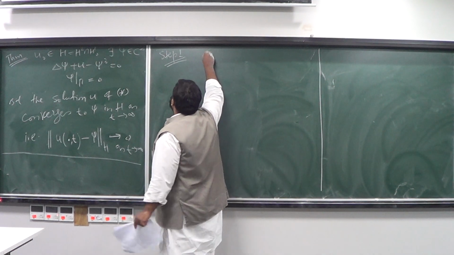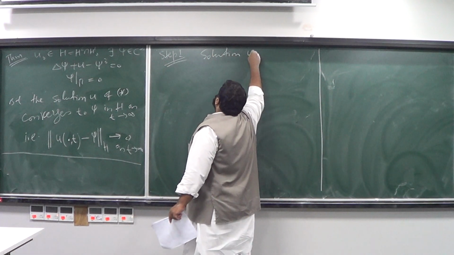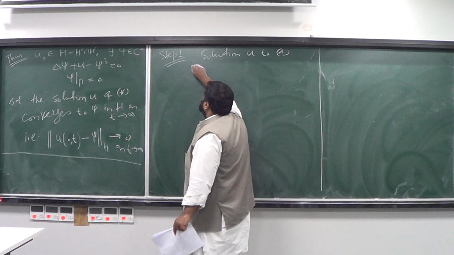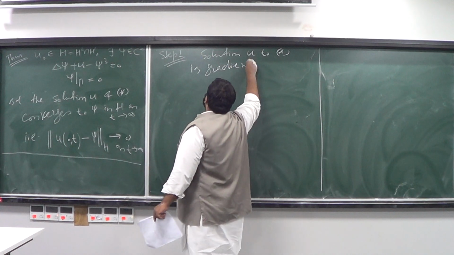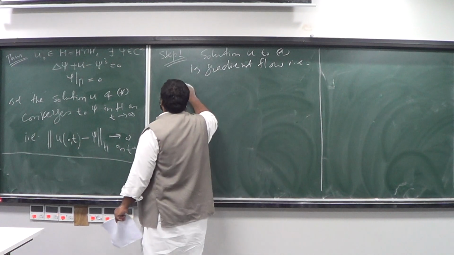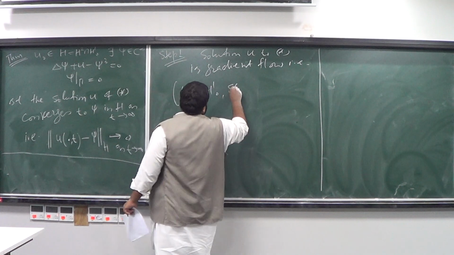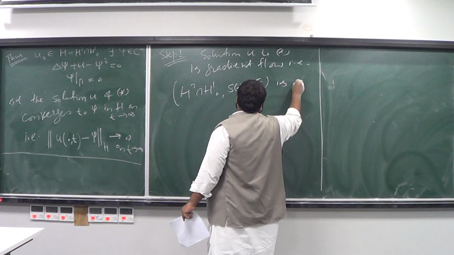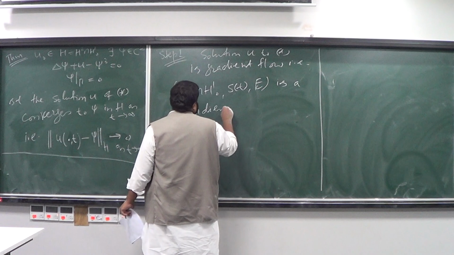Okay, we know that the solution u of star is a gradient flow actually. That is, this H2 intersection H1 naught, S of t, t is a gradient system. So we proved in our last class that this is a gradient system.